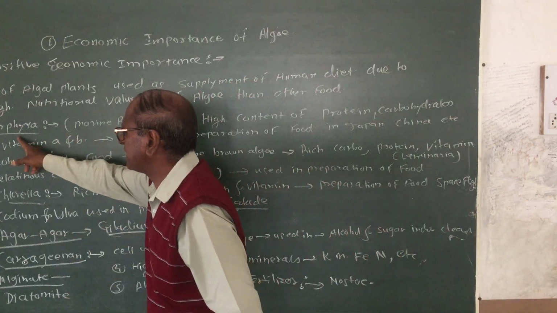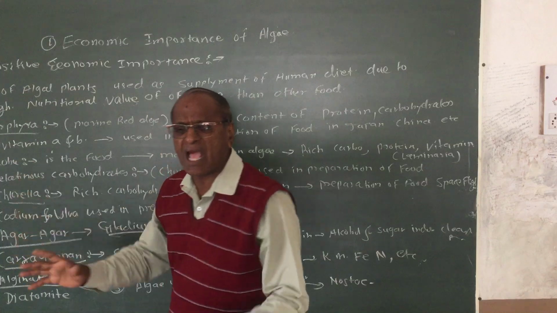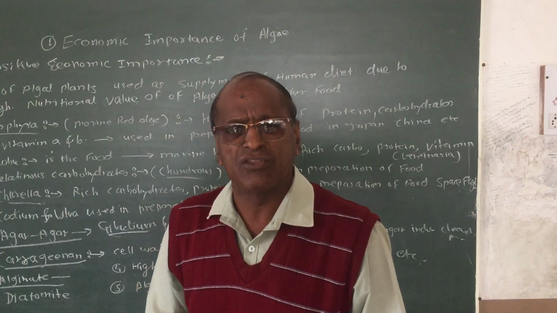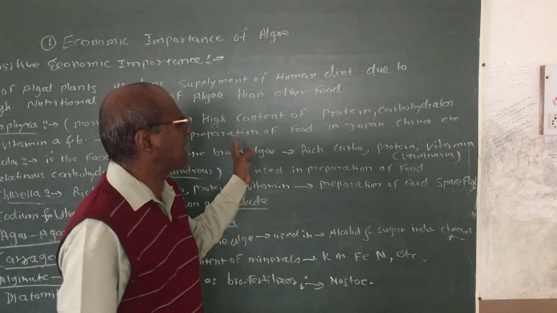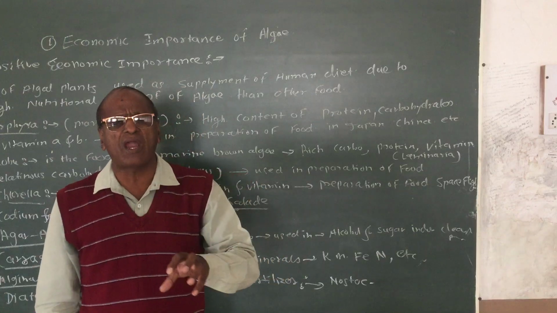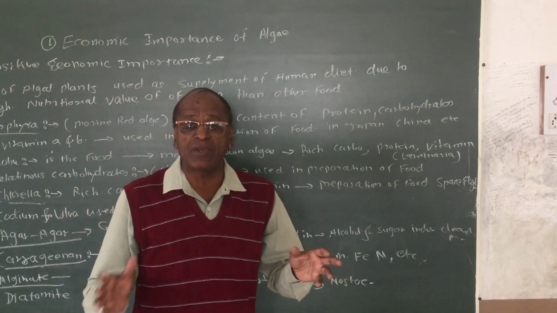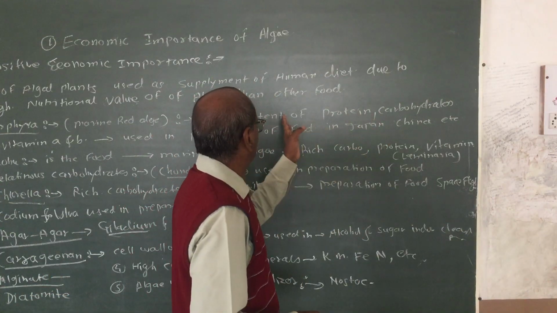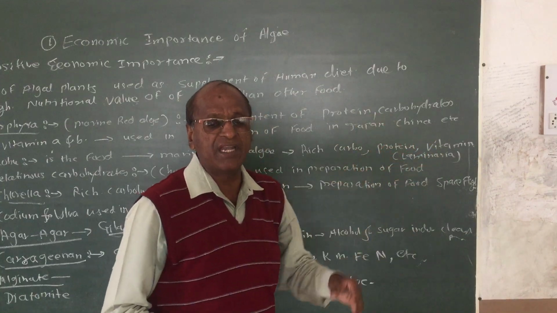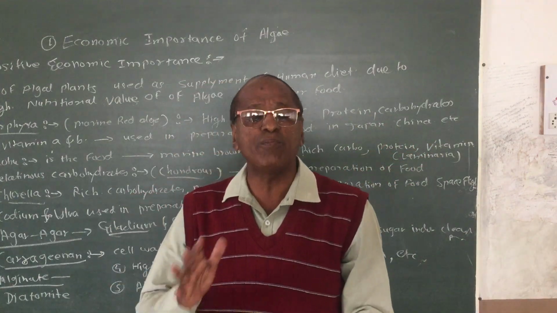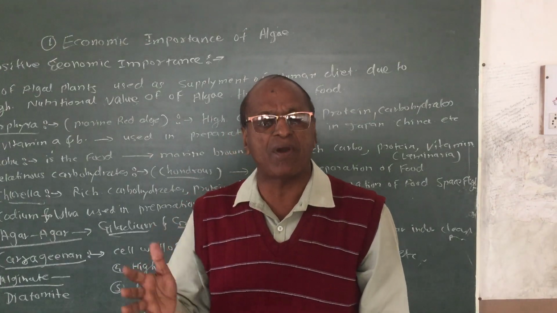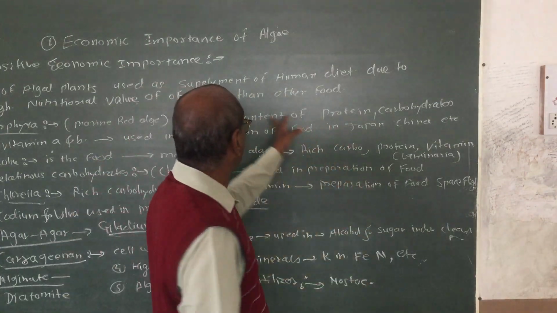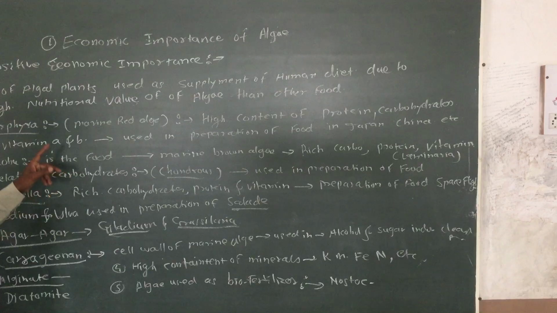The first one we will study, the porphyra, is actually a natural red colored algal plant. This porphyra may contain a high amount of carbohydrate, proteins as well as vitamin A and B. Due to these proteins, carbohydrates and vitamins, it may be used in food preparation in different countries such as Japan, China, USA, etc.